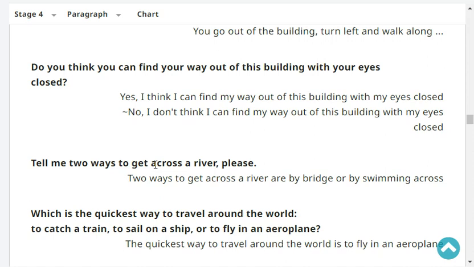Which is the quickest way to travel around the world? To catch a train, to sail on a ship, or to fly in an airplane? The quickest way to travel around the world is to fly in an airplane.